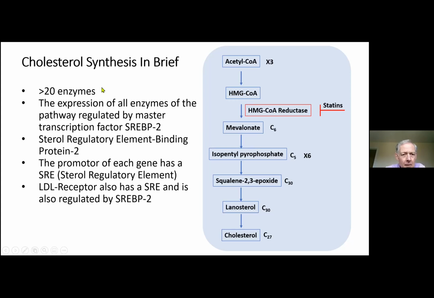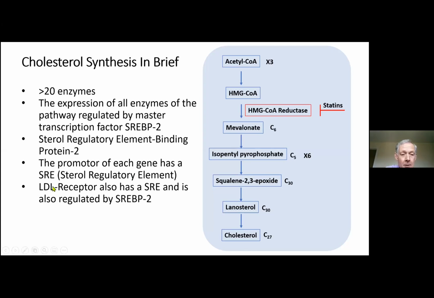So, as I said, there are more than 20 enzymes involved in the synthesis of cholesterol from acetyl-CoA, and the expression of all the genes coding for all the enzymes in this pathway are regulated by a master transcription factor called SREBP2, or sterol regulatory element binding protein. So this master transcription factor regulates the expression of all the genes of all the enzymes in the cholesterol biosynthesis pathway. So each of the genes of these enzymes has a sterol regulatory element, and the SREBP binds to the sterol regulatory element and activates target gene transcription.